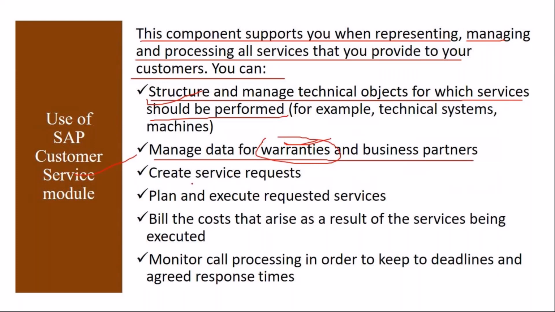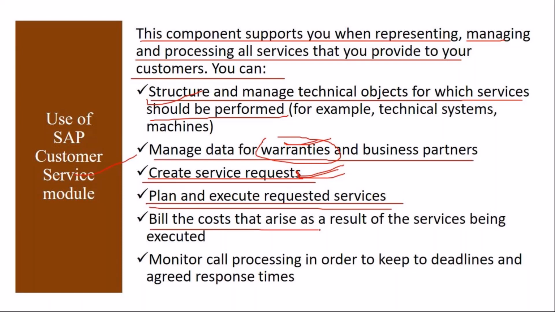Then create service request. When the customer complains about the product, you create a service request and manage it. How to do that we will see. Next, plan and execute requested services. After creating the service request, we will plan and execute the service activity like repair or annual maintenance service, and bill the cost that arises as a result of the services being executed. Once you do the service or repair activity, you normally bill it to the customer if it is out of warranty. That billing activity, everything we will see.